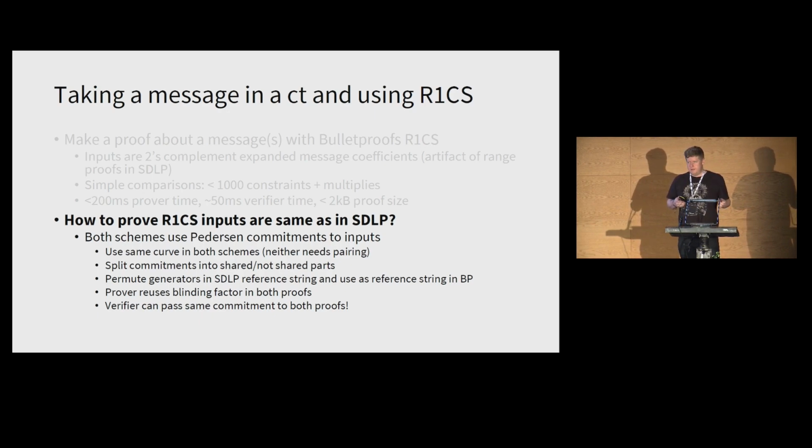You can break the Pedersen commitments into 2 parts in both proof systems, into a shared component and a non-shared component. The prover can publish this shared commitment and, I guess, the non-shared ones as well. And then the verifier can pass the same shared commitment to both proof systems, regenerate the total commitment, and continue with the proof. The prover also needs to, I think, reuse the blinding factor in both proofs so that the stars align and the proofs can be verified.